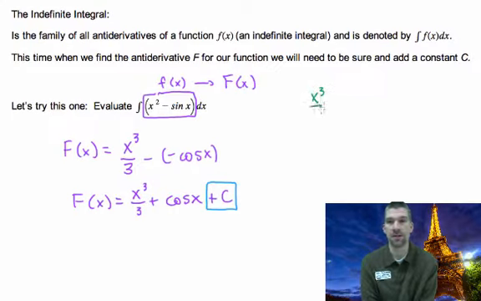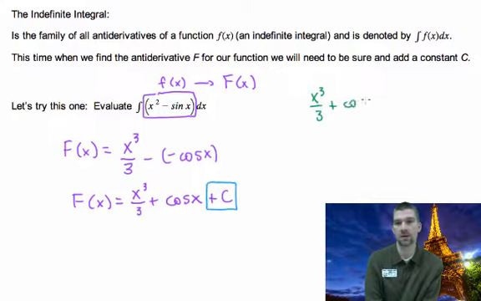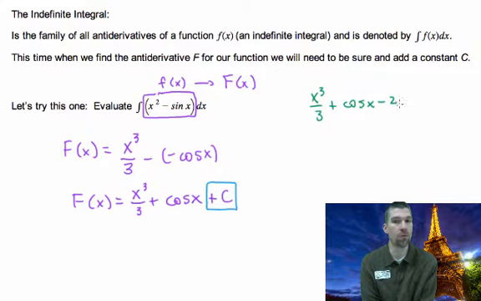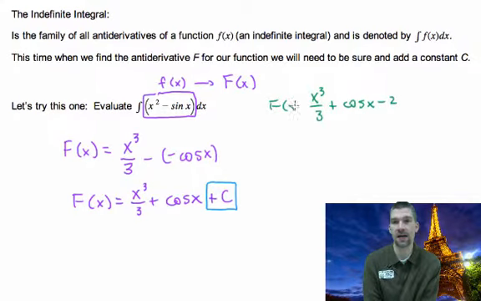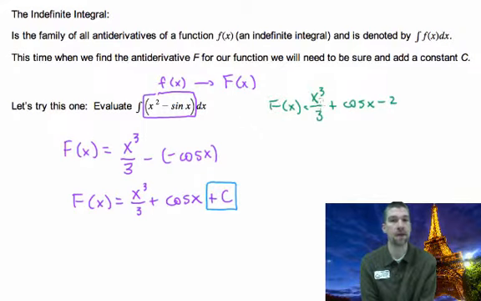For example, if I take x cubed over 3 plus cosine x minus 2, and remember this is my capital F of x, and I find the derivative, I'm going to end up with x squared minus sine x. The derivative of negative 2 is 0.